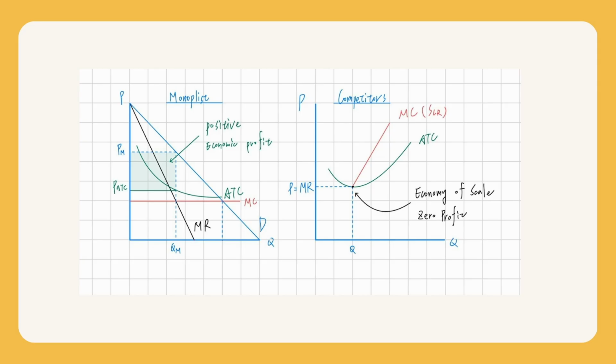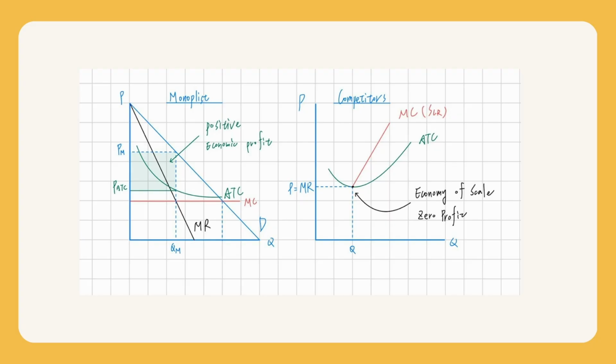And this diagram illustrates those barriers I just mentioned. Because TSMC is a monopolist, it can decide its own price at PM. And the gap between PM and PATC times QM is its long-run positive economic profit. That's why it can earn positive economic profit in the long run.